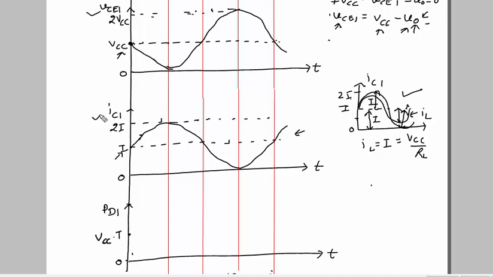VCC into I. So this is PD1 at t equals 0. Now at this point, what is the value of VCE1? VCE1 is 0. So whatever the IC1 is, PD1 will be 0. So it will go here.